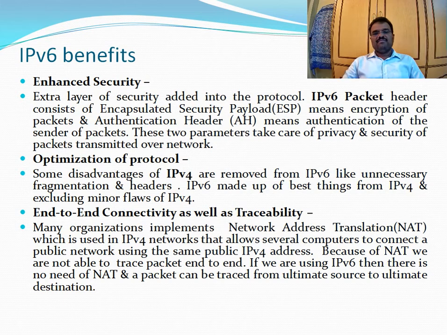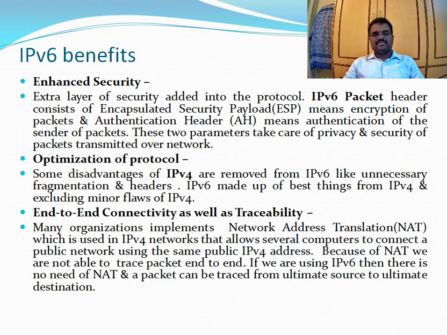So here we have three benefits: enhanced security, optimization of protocol, and end-to-end connectivity as well as traceability. In enhanced security, an extra layer of security is added into the protocol. The IPv6 packet header consists of the encapsulated security payload, that is nothing but ESP, meaning encryption of packets, and the authentication header, meaning authentication of the sender of the packets. These two parameters take care of privacy and security of packets transmitted over the network. This is enhanced security in IPv6.